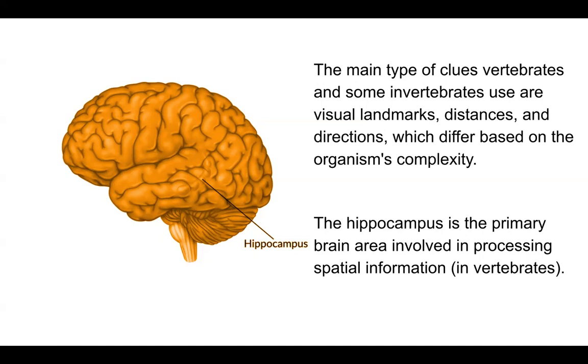The hippocampus, which changes in size depending on the spatial demands placed on animals by their ecology, is the primary brain area involved in processing spatial information in vertebrates specifically, even though invertebrates have it too, but it might differ. The hippocampus.